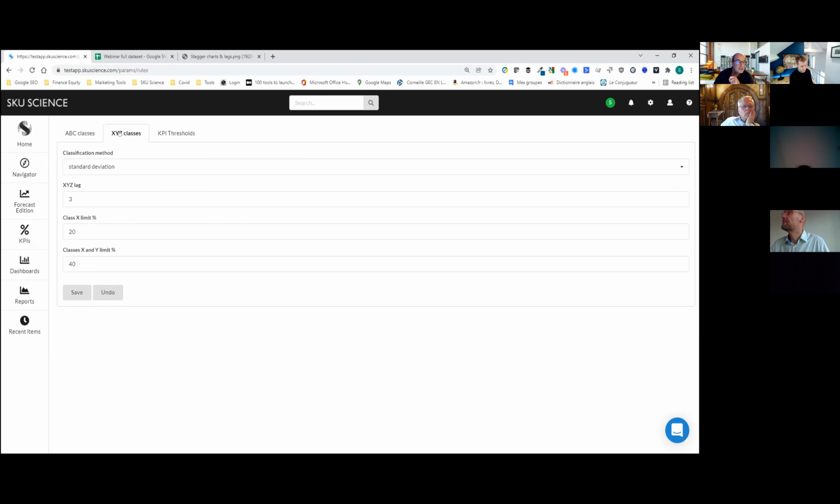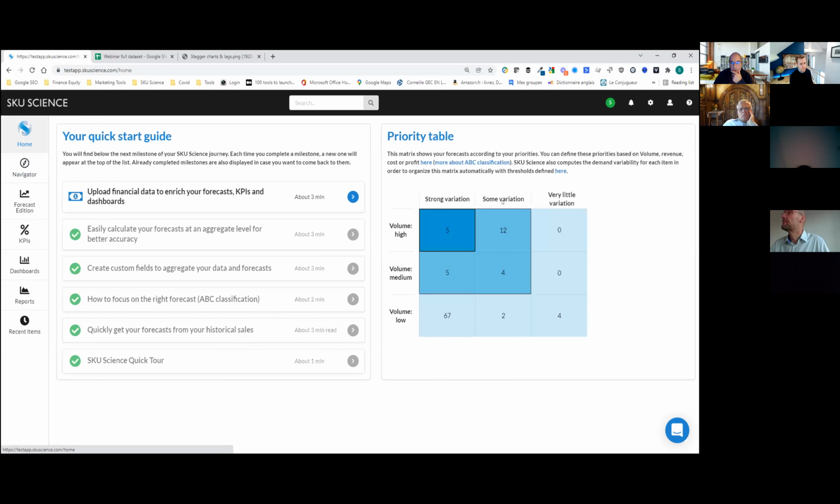And for the XYZ class, similarly, we are using the standard deviation, so the COV that Nicolas described, and we have set a limit for the X class at 20%, and the Z class starts after 40%. So I hope this is clear. Now, just to show you that we have automatically computed this matrix based on these settings. As you can see, we are based on volume, so it's really about the units, and we have strong, some, or little variation based on the COV for this particular XYZ class.